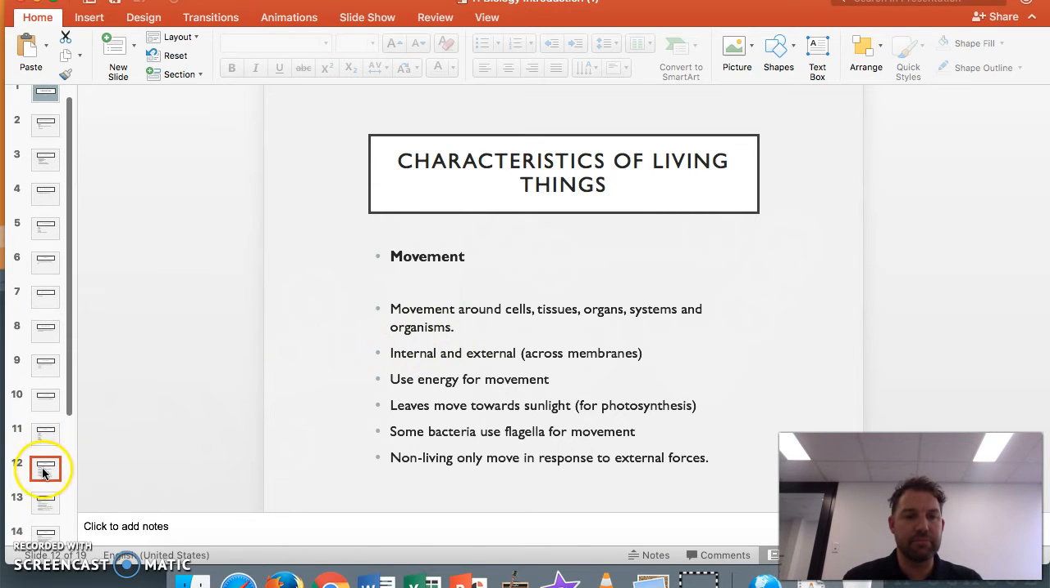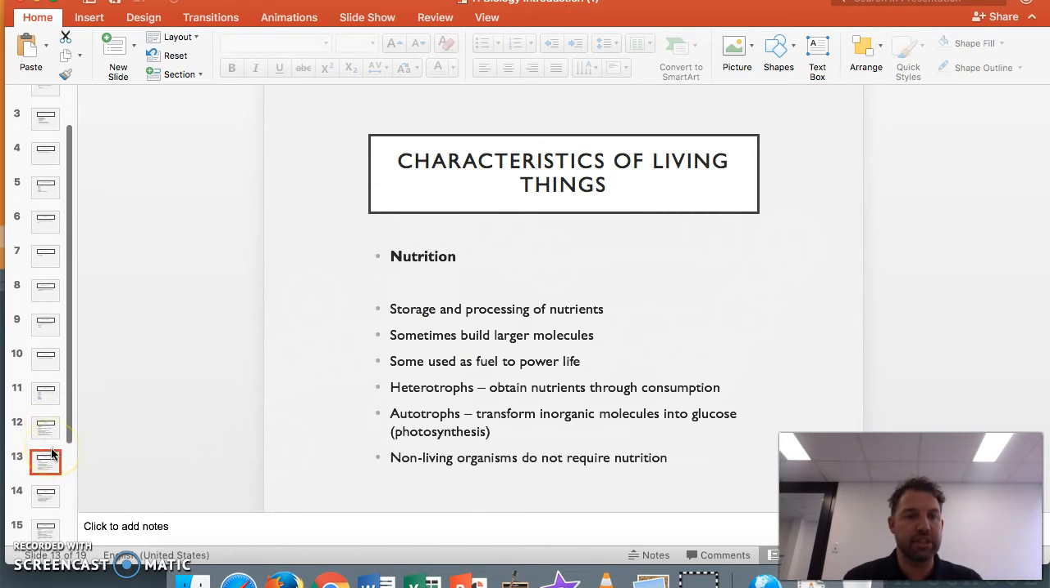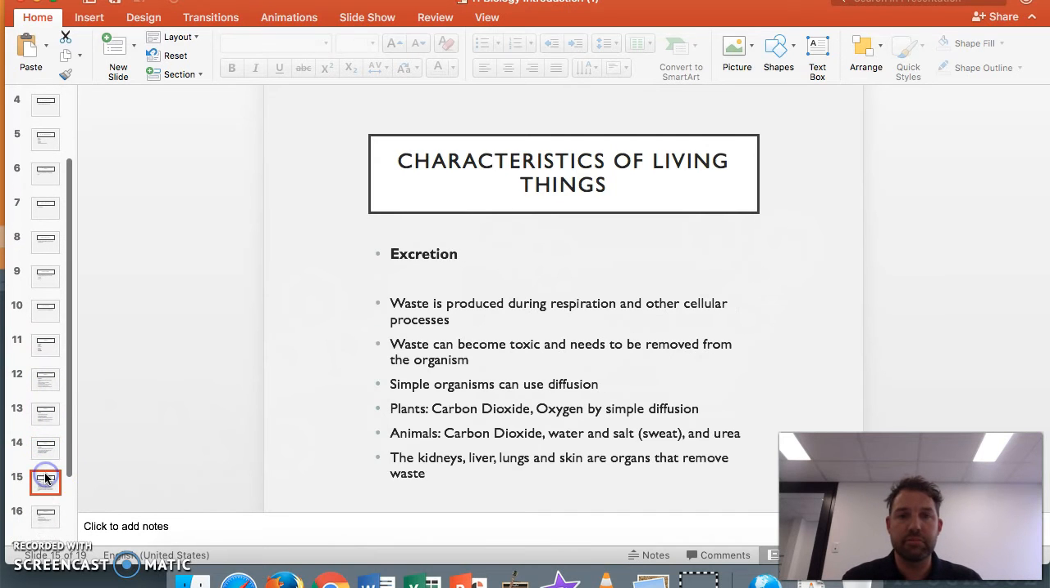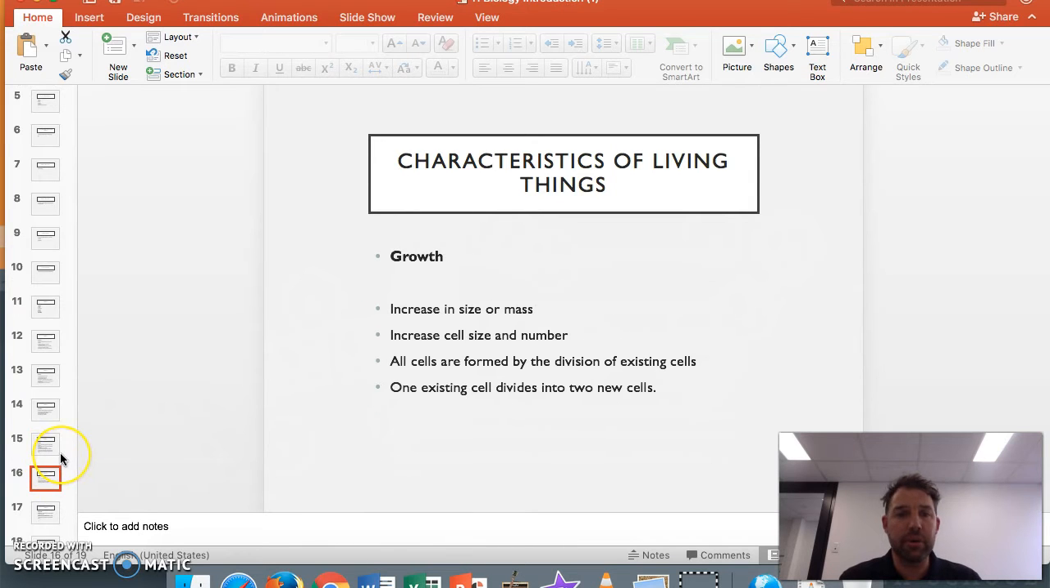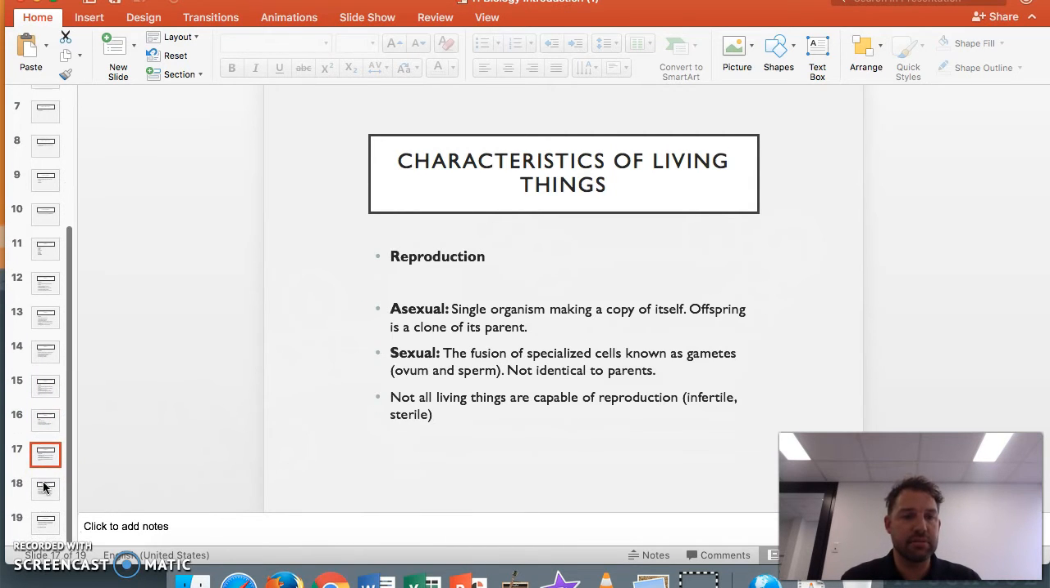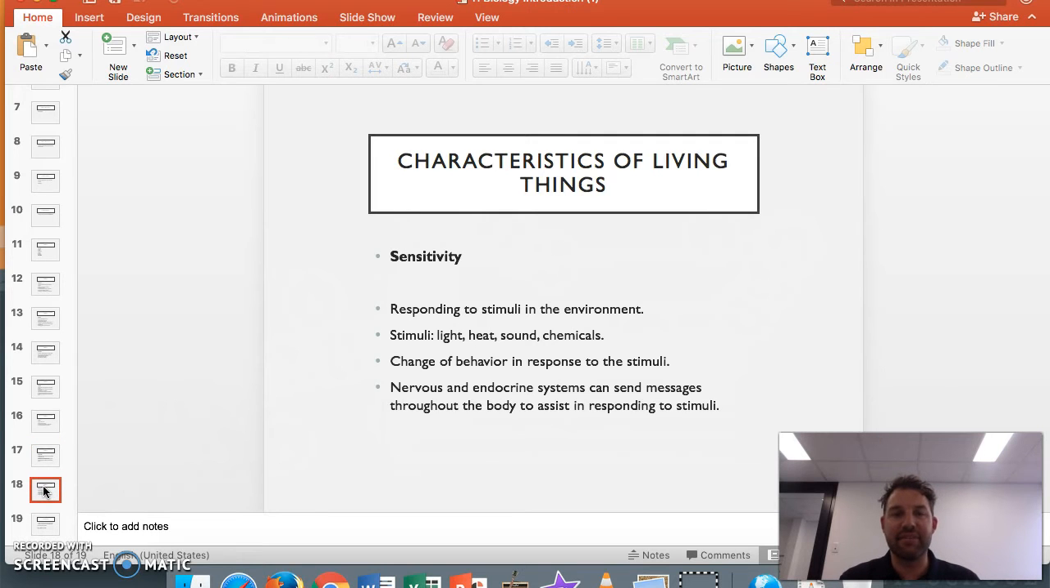There's movement, nutrition, respiration, excretion, growth, reproduction, and sensitivity.